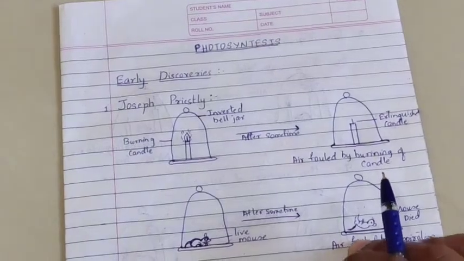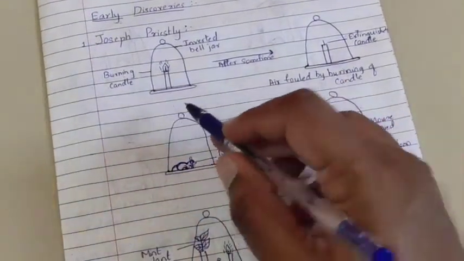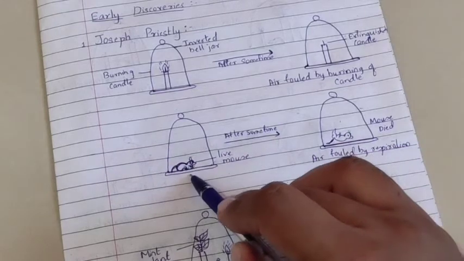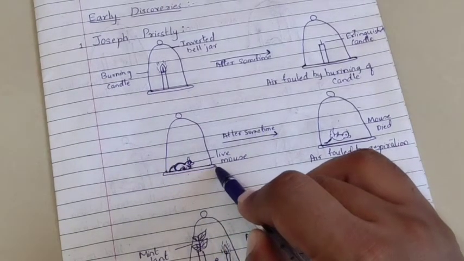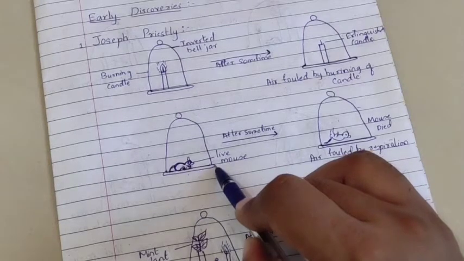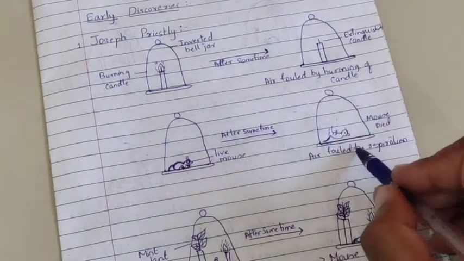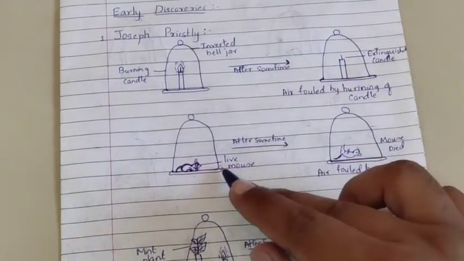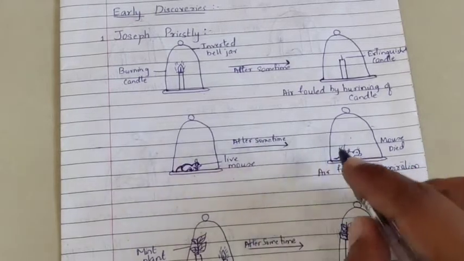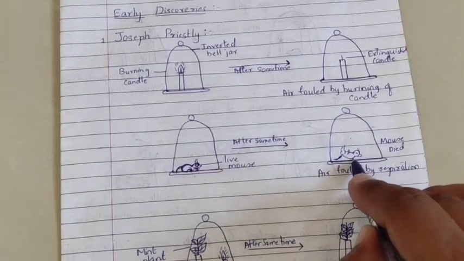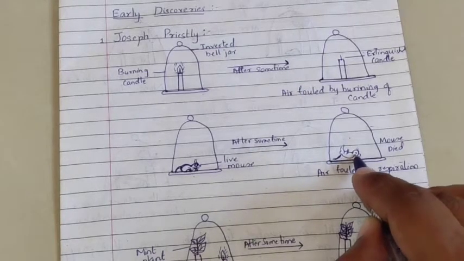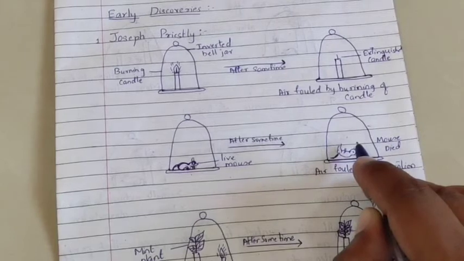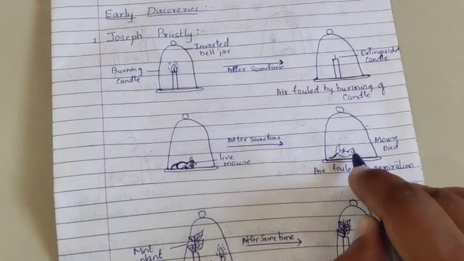So here the air was made unfit by the burning of the candle, he concluded. In the next step of the experiment, instead of a burning candle, he took a live mouse, and once again sealed the jar and kept the setup for a certain period of time. After some time he noticed that the mouse, which was alive, died. Why did this happen? It is because of respiration. Here there is no burning candle.